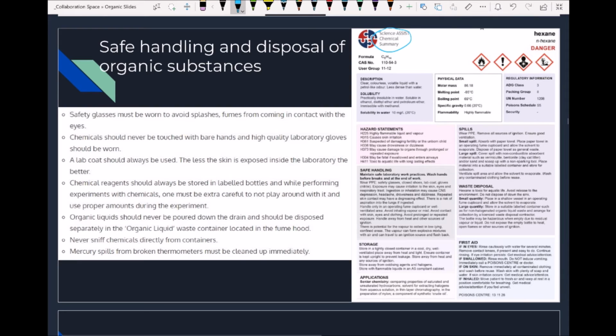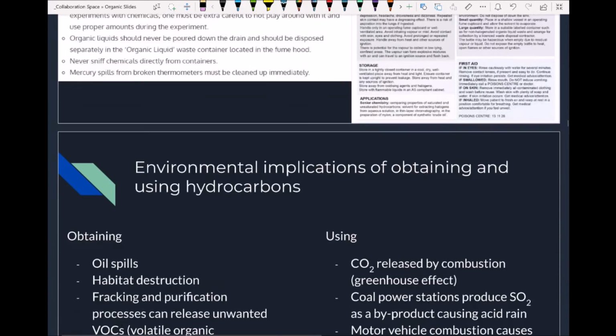So look, in terms of dealing with organic substances or a lot of these carbon-based substances, you will find that a lot of them are toxic. They might be highly volatile, meaning that they'll evaporate very quickly. They might be flammable, they may irritate lungs, and they probably can't go down the drain. So it's really important that you have a read through this slide, really get your head around that.